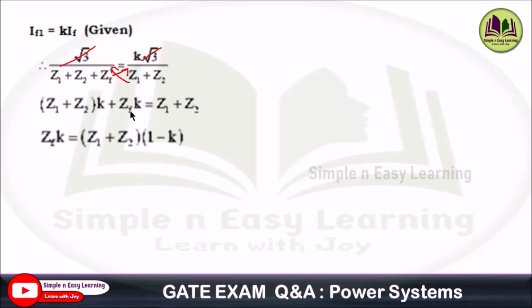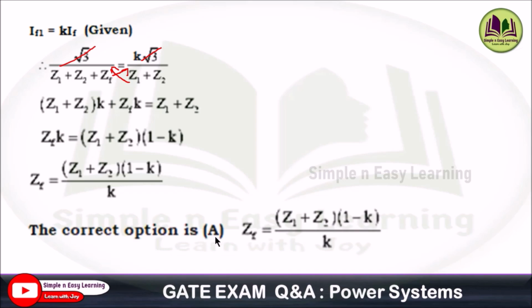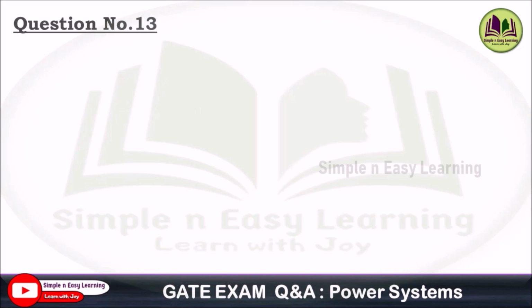Now, ZF into K is equal to Z1 plus Z2 on this side, and taking this K to this side, it becomes minus K. So, taking Z1 plus Z2 as common, we get 1 minus K on this side. So, ZF equal to Z1 plus Z2 into 1 minus K divided by K. So the correct option is A, ZF equal to Z1 plus Z2 into 1 minus K divided by K. So we move on to the next question, question number 13.